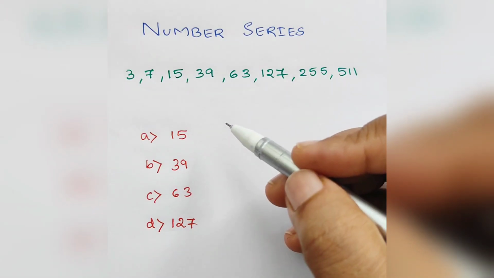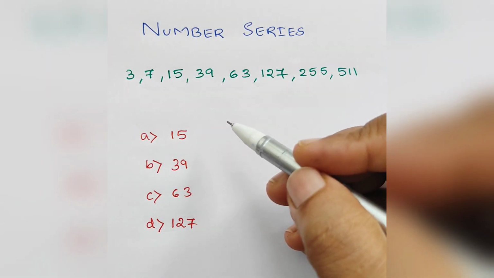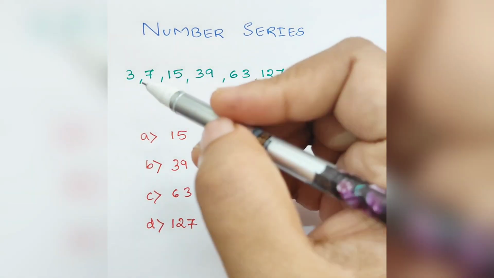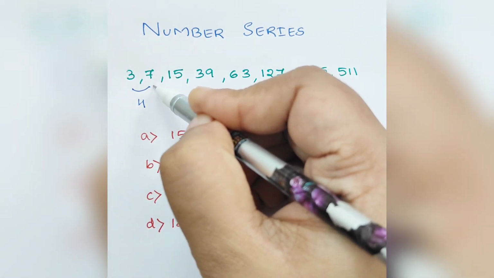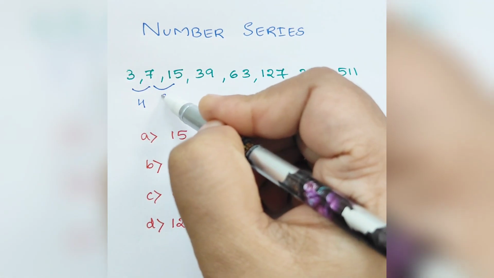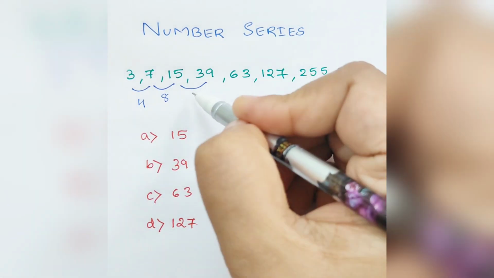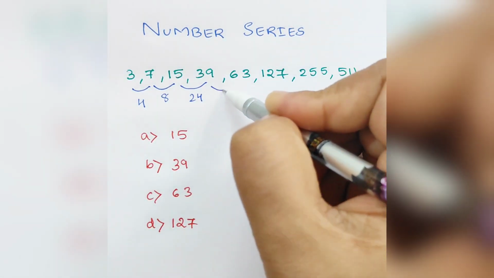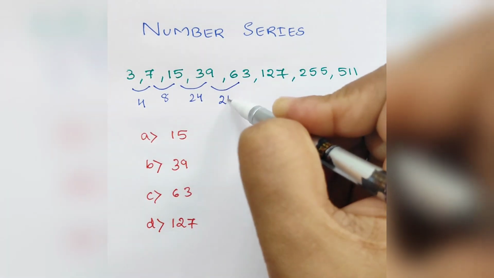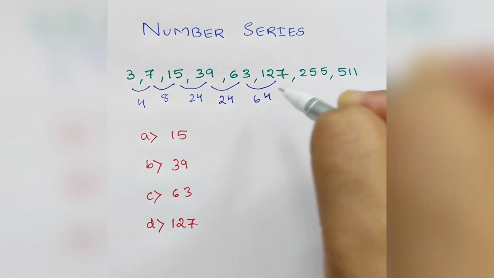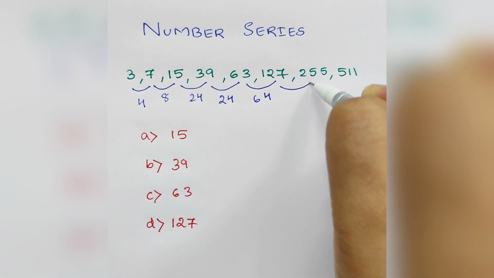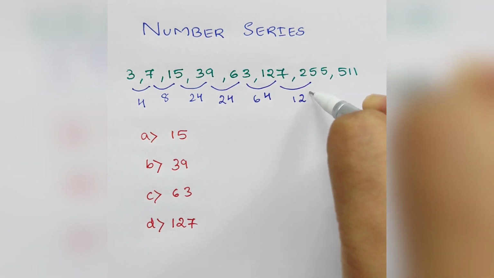Find the wrong number in the given series. So let's check the difference. The difference here is 4. Difference between 7 and 15 is 8. 15 and 39 is 24. 39 and 63 is also 24. 63 and 127 is 64. 127 and 255 is 128.